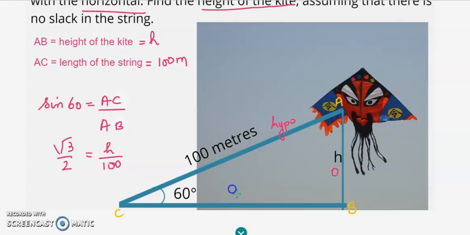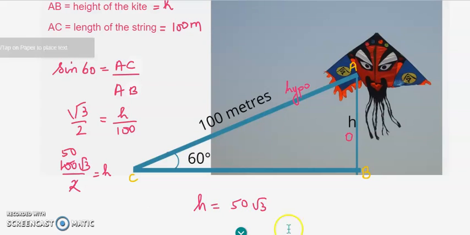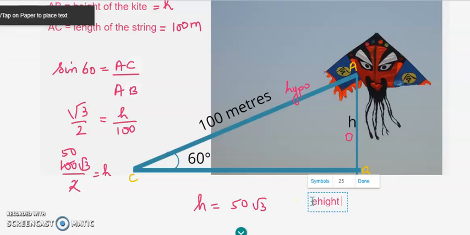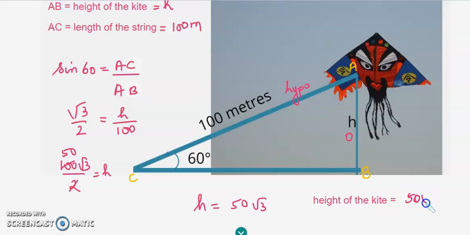So let's shift the 100 to the other side, right? That will be 100 root 3 divided by 2, which is H. The 2 will cancel and you get 50. So the height is 50 root 3. So what's the final answer? The height of the kite is 50 root 3 meters. Right?